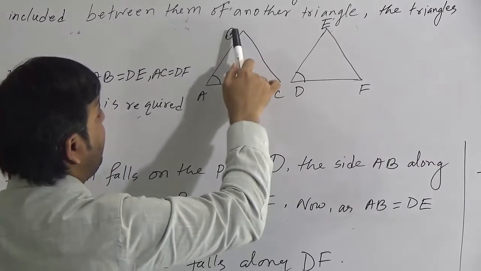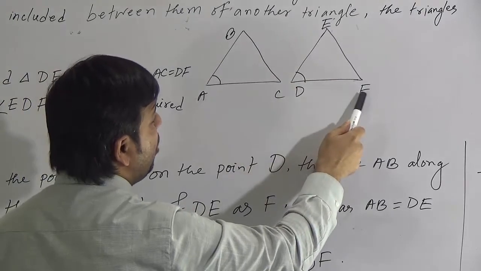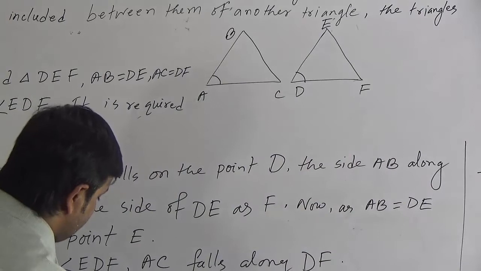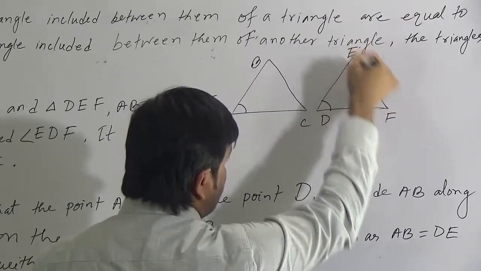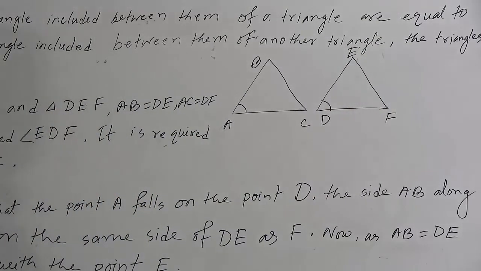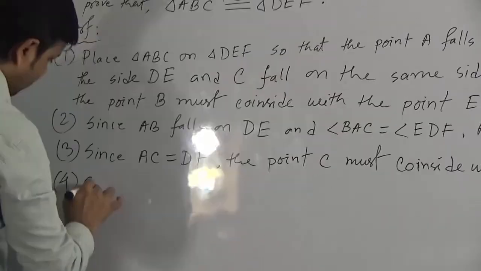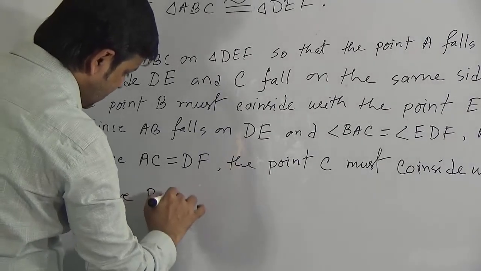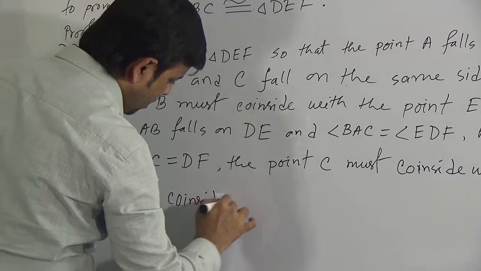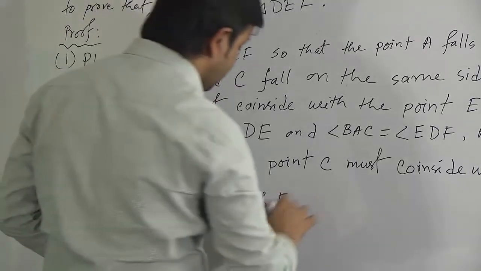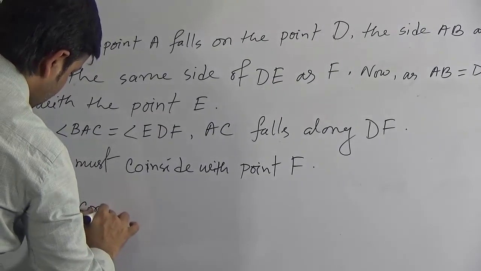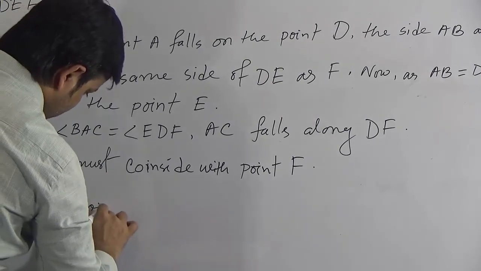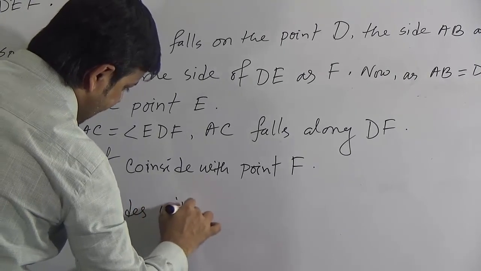Now if you notice here, the point B coincides with point E, the point C coincides with point F. So BC must coincide with EF. So we can write, step 4, since B coincides with E and C coincides with the point F.